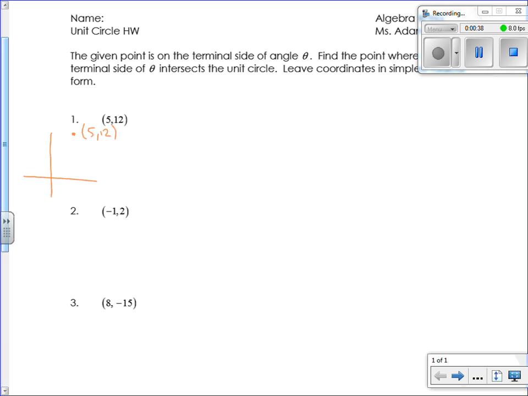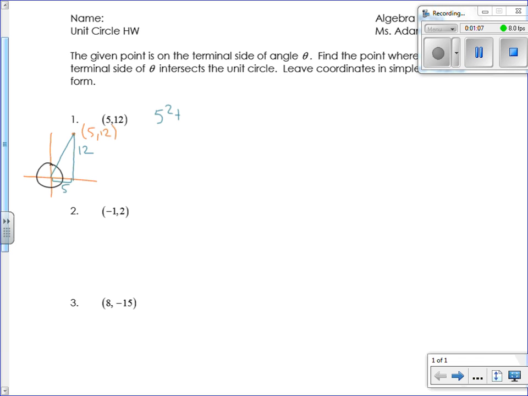Remember, what I did in class is I drew in my unit circle, and then I was able to draw in these right triangles. So here is this right triangle. Since this is the point (5, 12), I know that my base is 5 and my height is 12. I can do a little work using the Pythagorean theorem to find the hypotenuse.